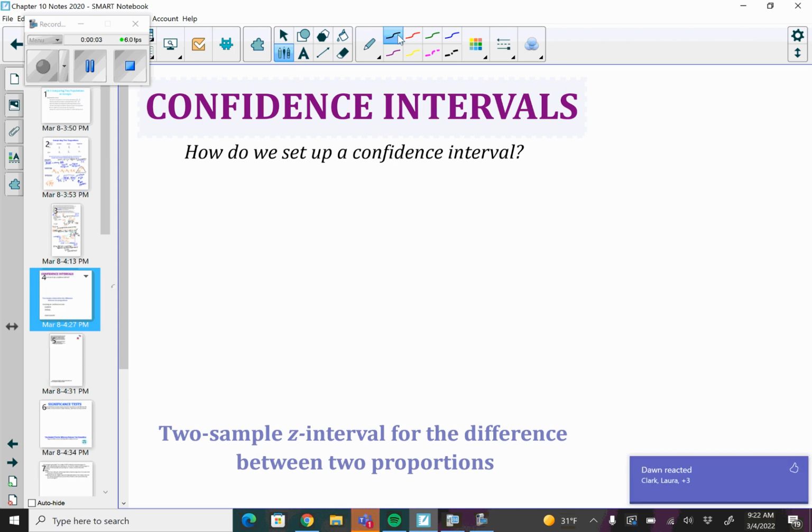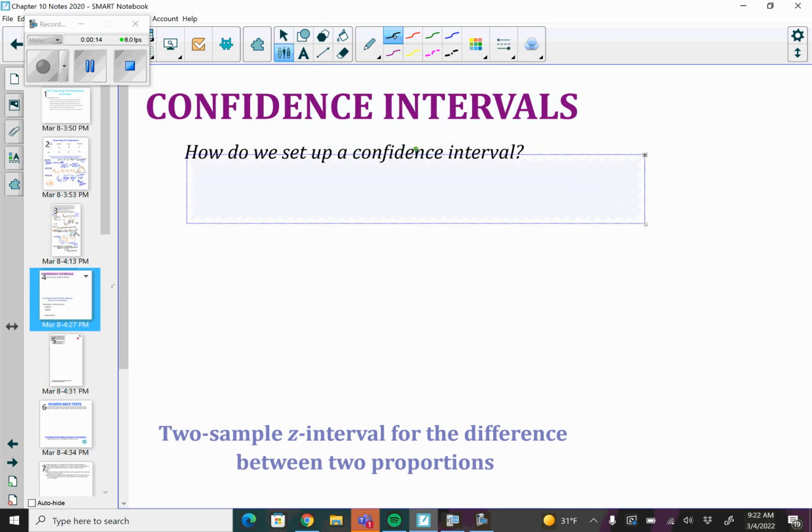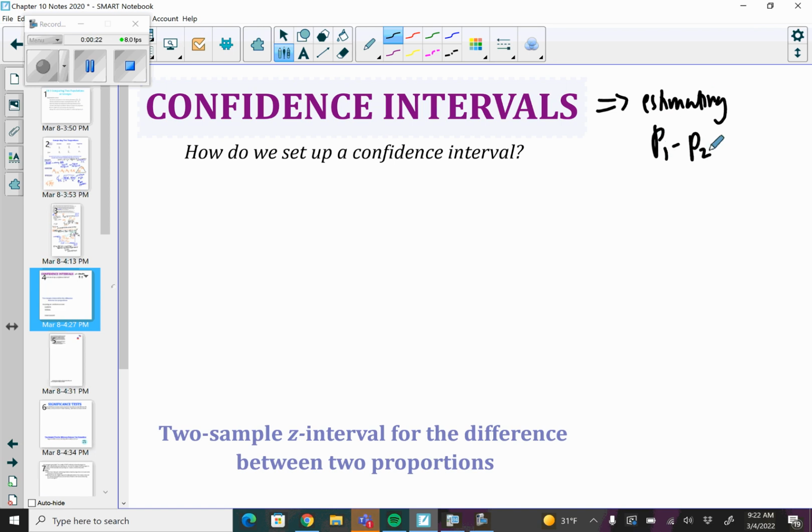All right, stats. We get to talk about confidence intervals for the difference between two proportions. So first off, in this section, we are estimating the true difference in proportion, P1 minus P2. That is the parameter. So let's remind ourselves, what do we know about a confidence interval?